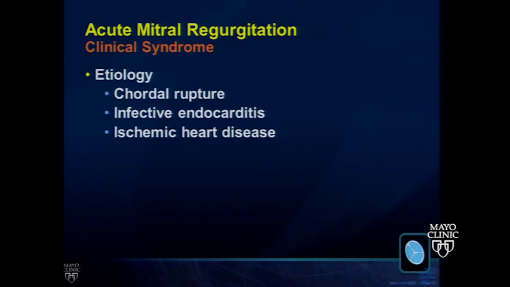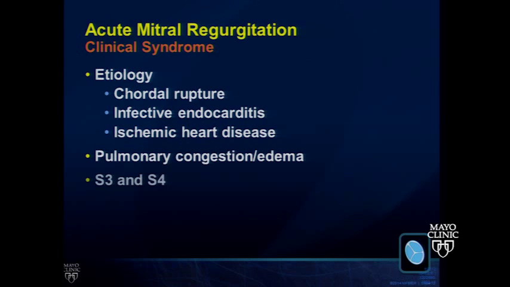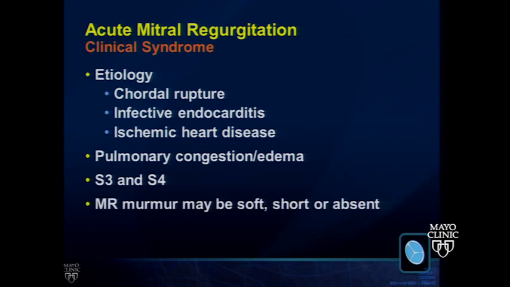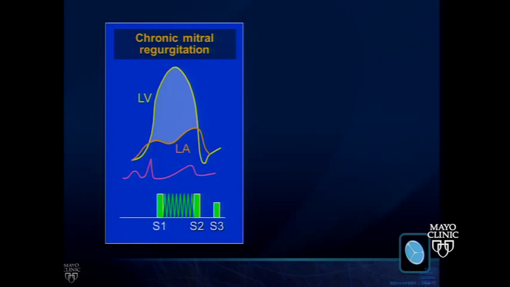So acute mitral regurgitation, etiology is chordal rupture, infective endocarditis, ischemic heart disease. It's got the severe heart failure. You see an S4 or S3, but the murmur may be soft, short, and many times absent. When we looked at our papillary muscle ruptures, 50% of them had no murmur whatsoever that you could hear.